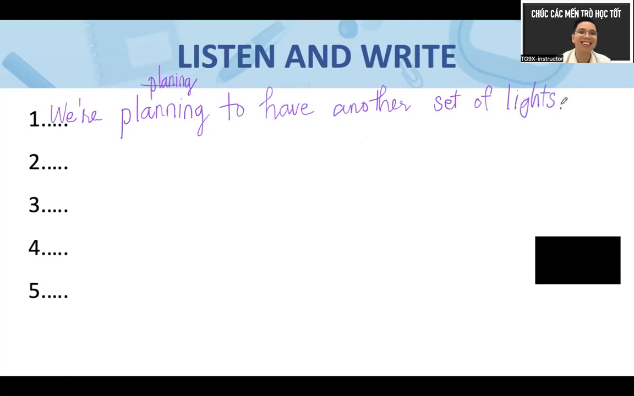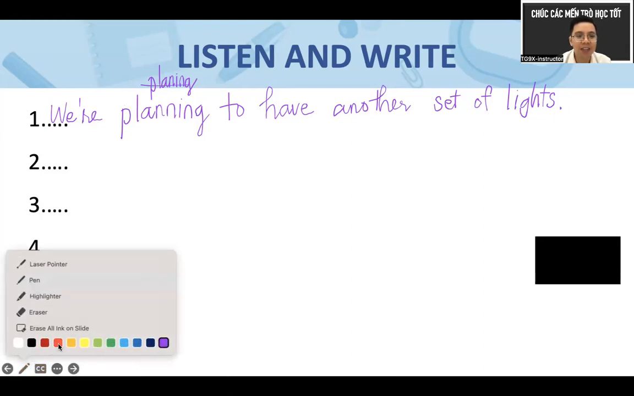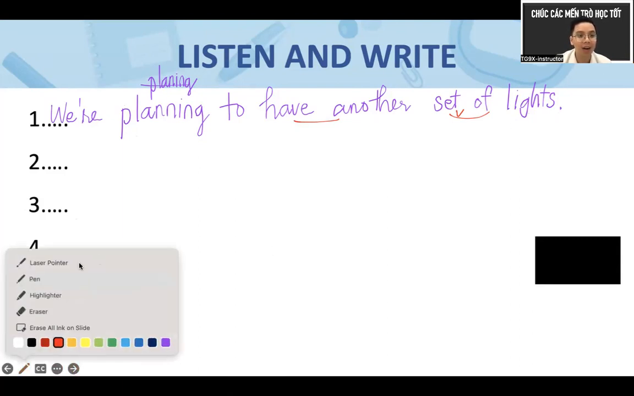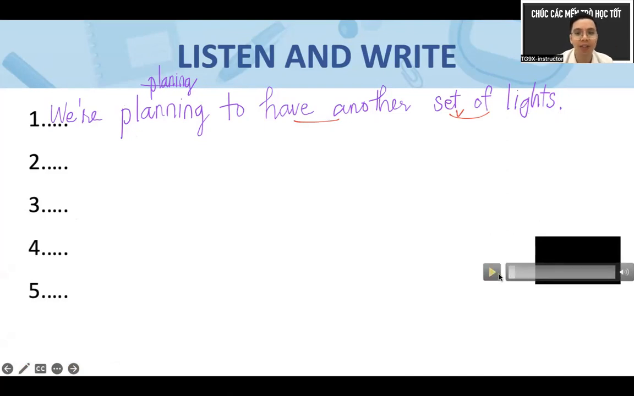See? I'm sure you are all familiar with each of these words, but you failed to hear them just because of connected speech. Have another set of lights. We're planning to have another set of lights. Okay. So does this make sense to you? Yeah. Okay, now go. Number 2, 3, 4, 5. You do it by yourself. Let's go.